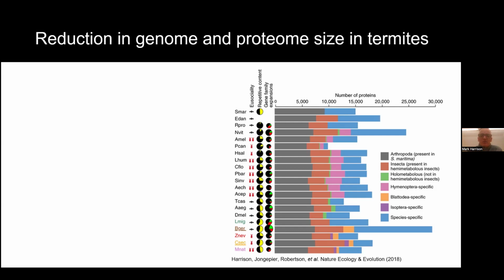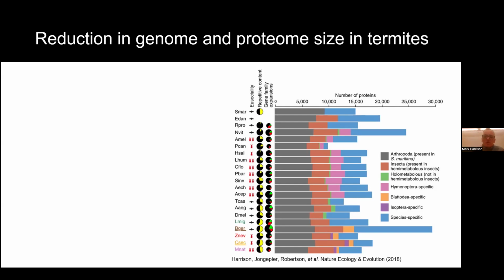This surprised us slightly. So at the bottom, the fourth bar from the bottom, this is the number of proteins in the cockroach, and the bottom three, these are the number of proteins in the termites. So quite a reduction. And the same goes for the genome. The genomes are smaller in the termites.